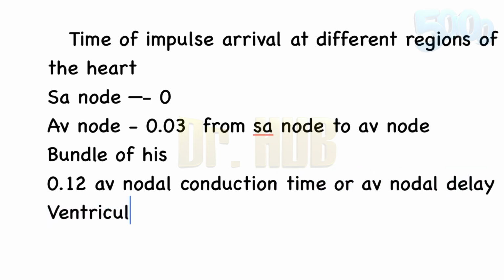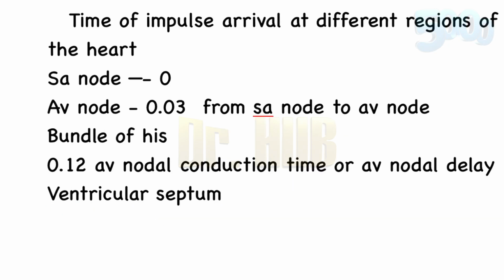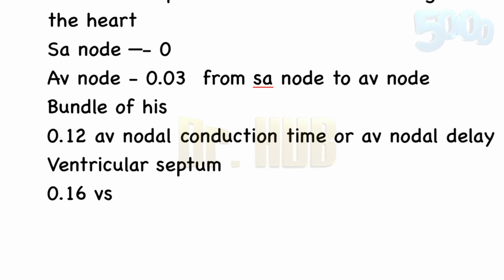Then comes the ventricular septum. Here in the ventricular septum, the time in seconds is going to be 0.16. So this is the VS, that is the ventricular septum, 0.16. Here is the conduction time through the BH. BH means the bundle of His.